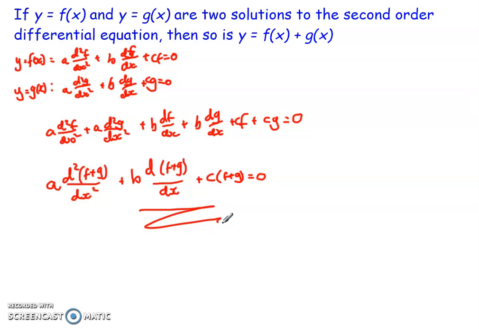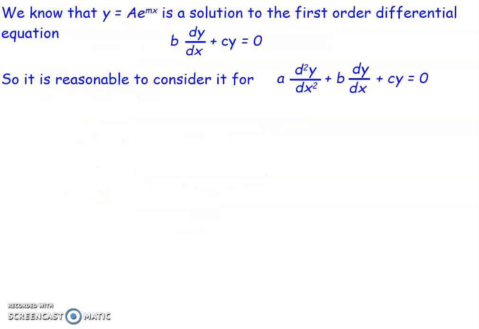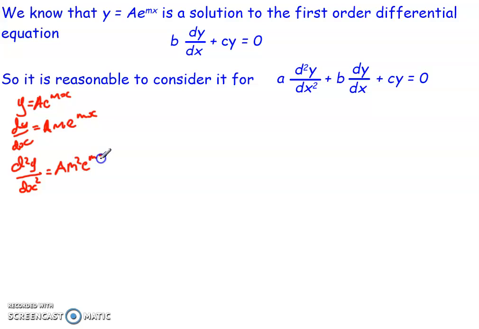Now this is an important law to remember because it comes in handy for us when we're looking at the actual solutions. Now, if you remember back to first order differential equations, we knew that y equals a e to the mx was a solution there. So it's reasonable for us to consider it for a second order differential equation as well. So let's do that. If I've got y equals a e to the mx, my first derivative, dy by dx, is equal to a m e to the mx, and my second derivative, d2y by dx squared, is equal to a m squared e to the mx.